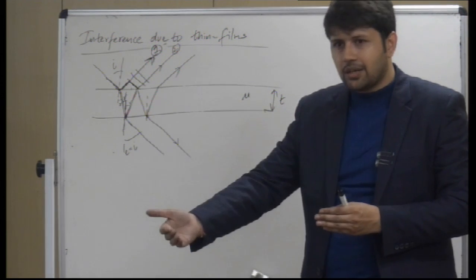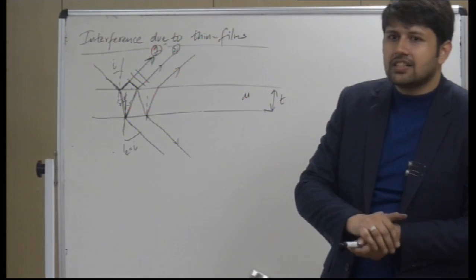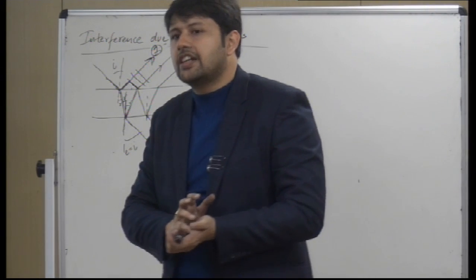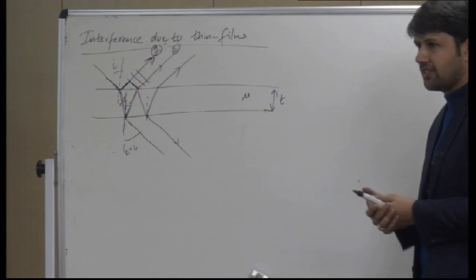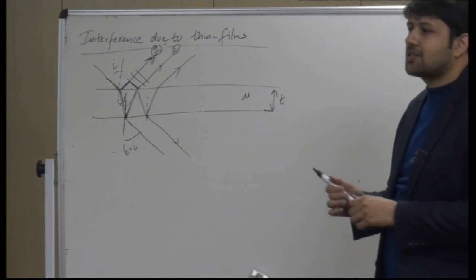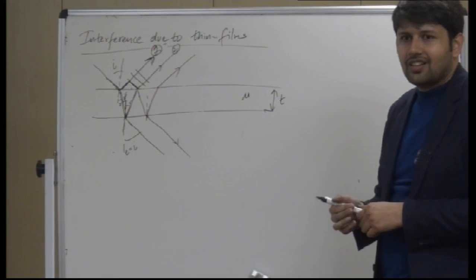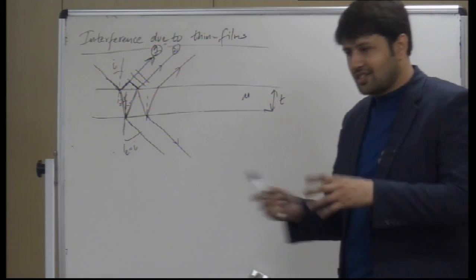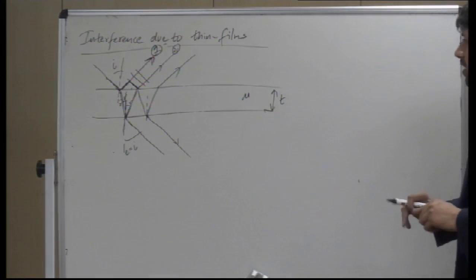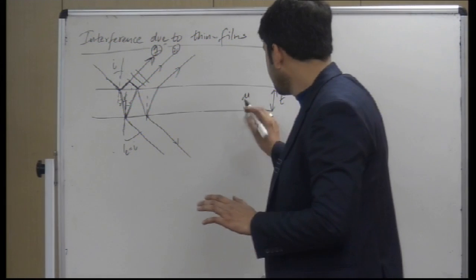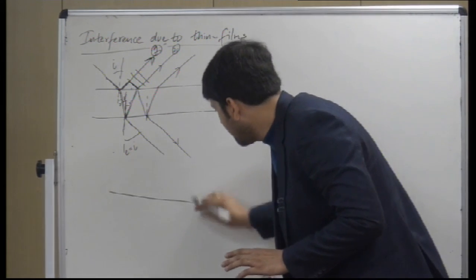Incident white light comes in, and because of multiple reflections at different angles, different colors interfere constructively. At some angle red would interfere, at some angle blue would interfere. So just because of interference we see the rainbowish effect in oil. It's not in the sky, it's not in the color, it's in the oil itself. It's because of interference. So let's discuss this in more detail.